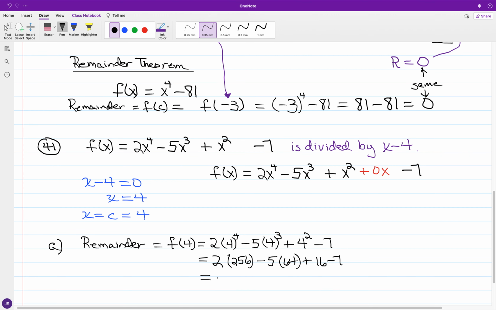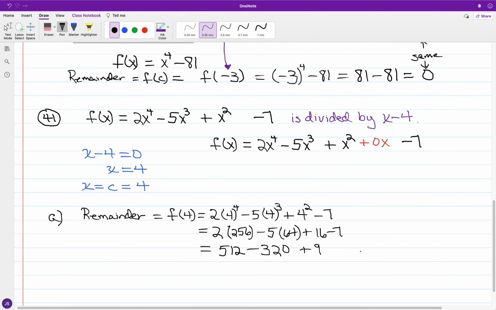And in the follow through, so we have 512 minus 320, and we can go ahead and write the difference, 16 minus 7, so that is going to be 9. And for the remainder, through the use of the remainder theorem, this will come out to 201.